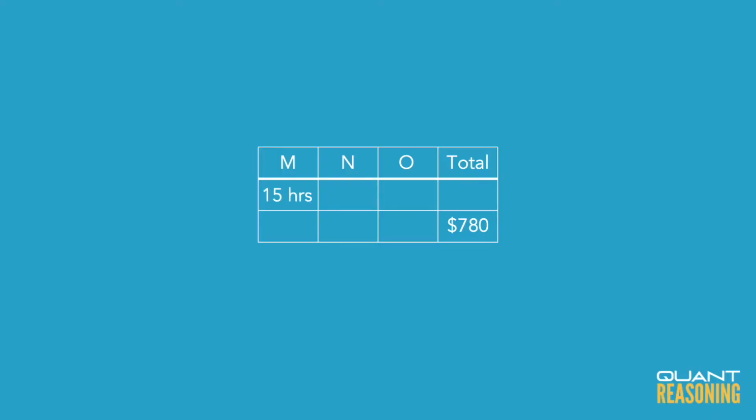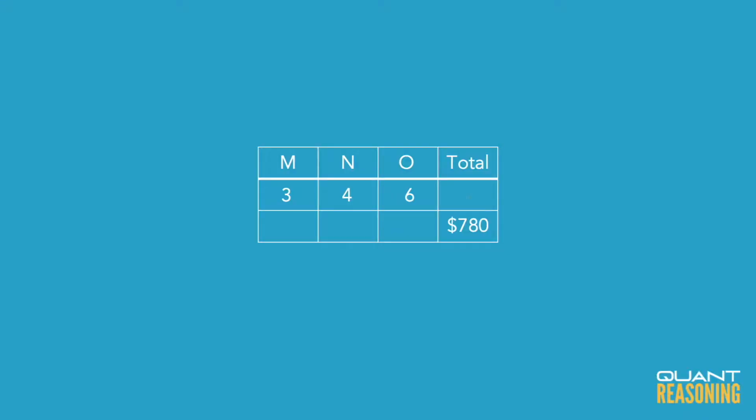I would suggest that we reduce those by the common factor of 5, so we'd say that M to N to O is 3 to 4 to 6. So that's the ratio of the hours worked. Now we could also say that the total number of hours worked in this ratio that we're building would be the sum of those ratio units. So 3 plus 4 plus 6 is 13.